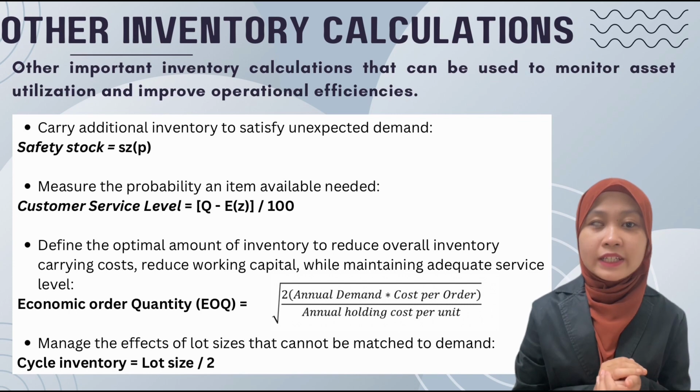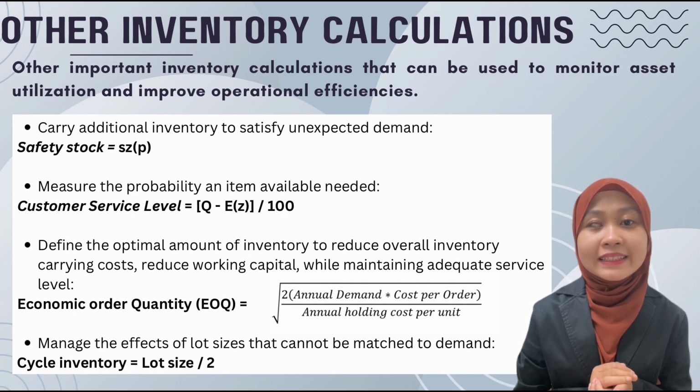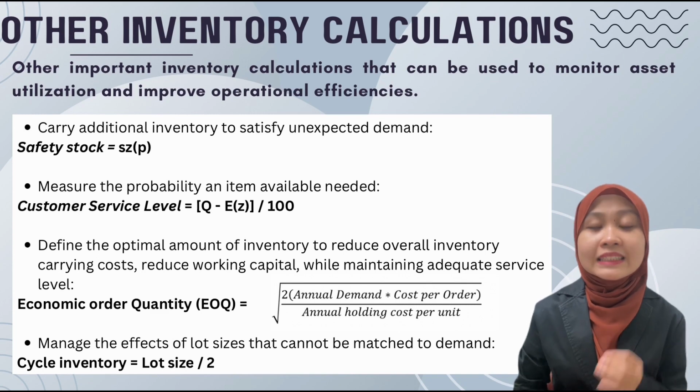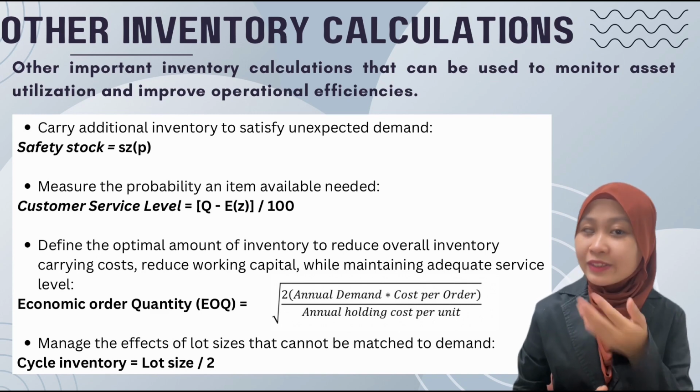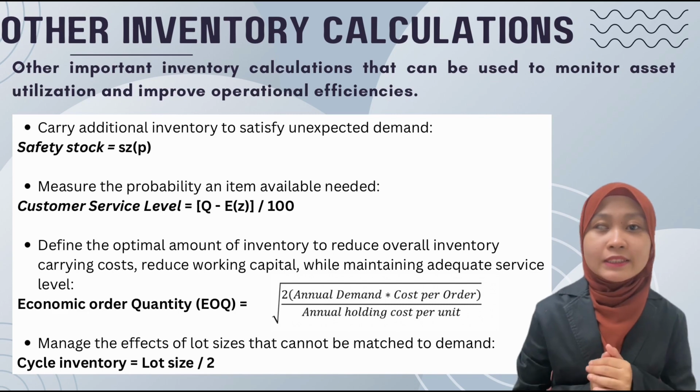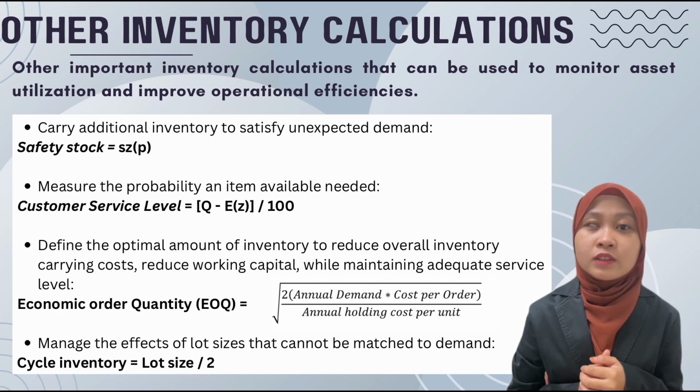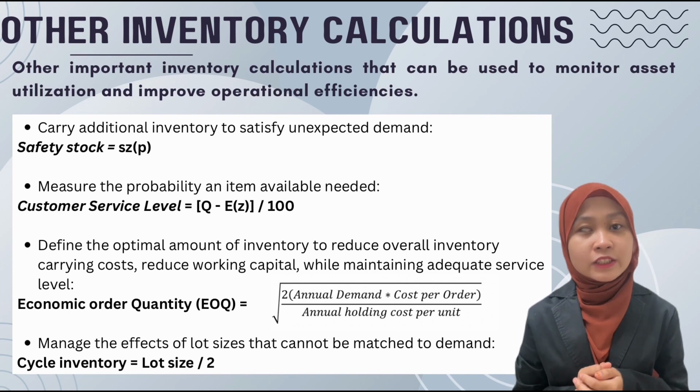The second calculation is to measure the probability an item is available when needed. The formula for customer service level is as shown in the slide, where Q is the order quantity, E is the expected number of units short, and Z is the number of standard deviations of safety stock.